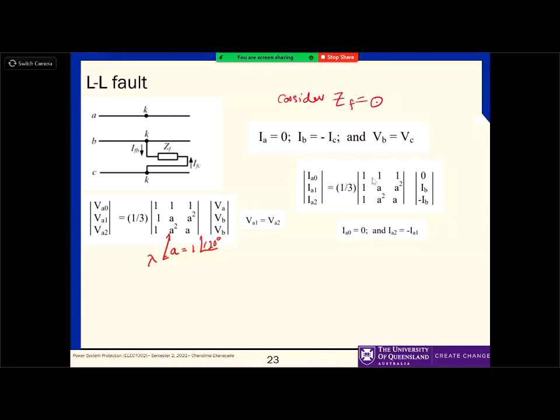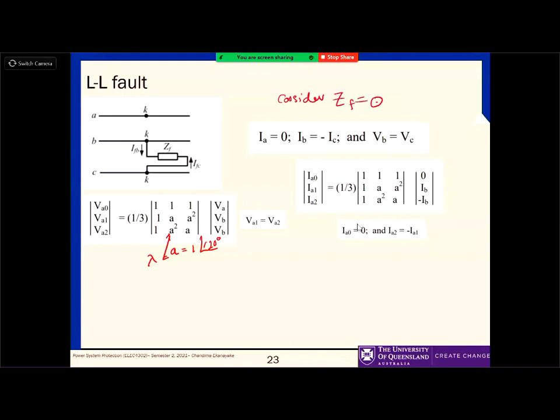IA0 is equal to 0. Why? Because you can see that IA0 is 0 plus IB minus IB, which is equal to 0. So what does that mean? There is no zero sequence current in the system, right? For a line-to-line fault. If the zero sequence current is not there, then what should be the zero sequence voltage at that point?